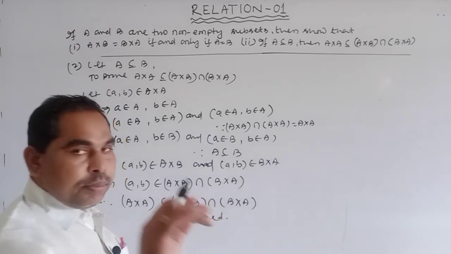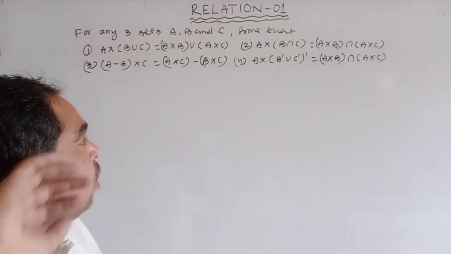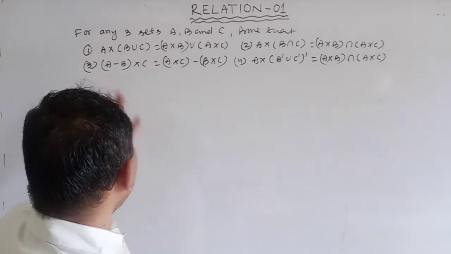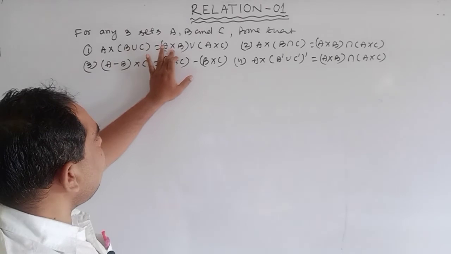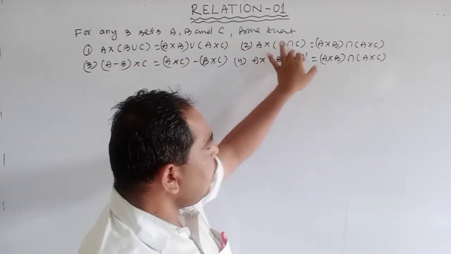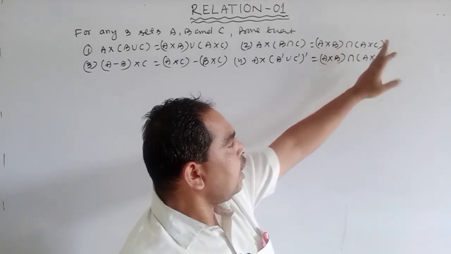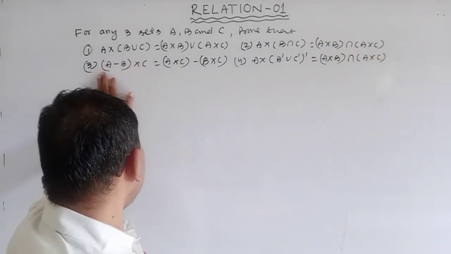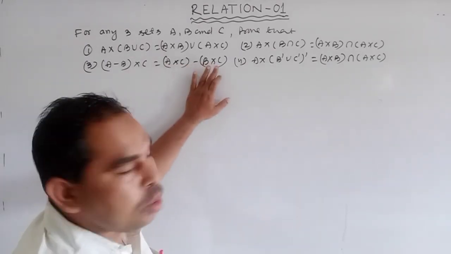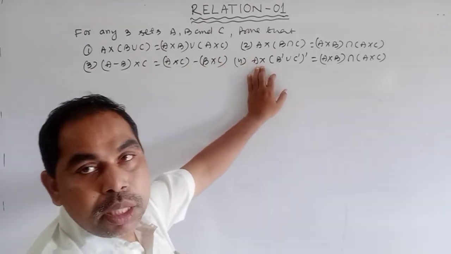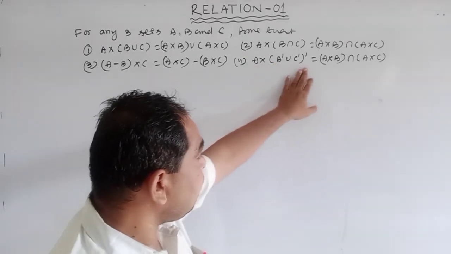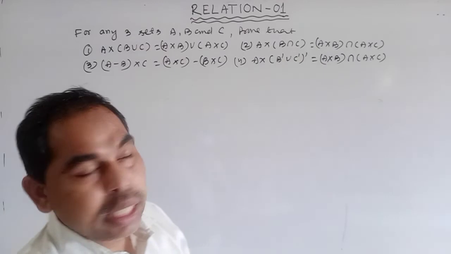Okay, there are some questions. For any three sets A, B and C, prove that A into B union C is equal to A into B union A into C. Similarly, A into B intersection C is equal to A into B intersection A into C. Third number, A minus B into C is equal to A into C minus B into C. Fourth number, A into B dash union C dash is equal to A into C dash whole dash is equal to A into B intersection A into C.